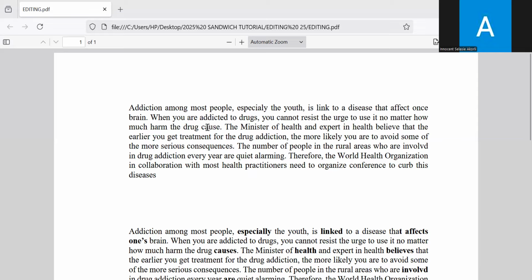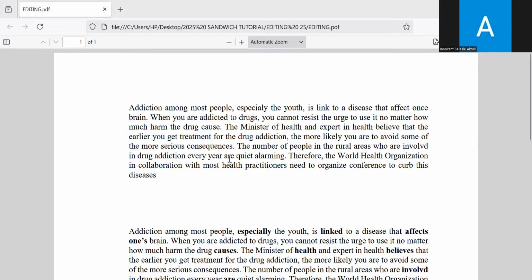Okay, when you are addicted to drugs, you cannot resist the urge to use it, no matter how much harm the drug causes. Now, the expression is if you are addicted to drugs, but let's look at this. You cannot resist the urge to use it once, no matter how much the drug, because it's singular here, the drug, it should be causes. The drug causes, not cause, because we must respect the concord in view of the fact that drug, which is close to the verb here, is singular.